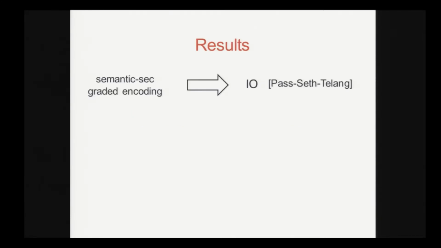Okay. So let me tell you what we show. The starting point is going to be a result by Pass-Seth et al. that we heard about yesterday that shows that semantically secure graded encodings imply I/O. And our first result is that under a slight strengthening of this assumption of semantic security that we will call semantic security star, we can get not only I/O, but also VGB. Okay? But here it's only going to be VGB for classes of circuits in NC1.